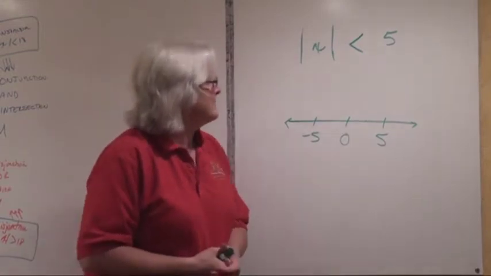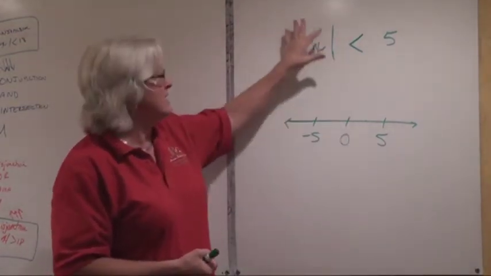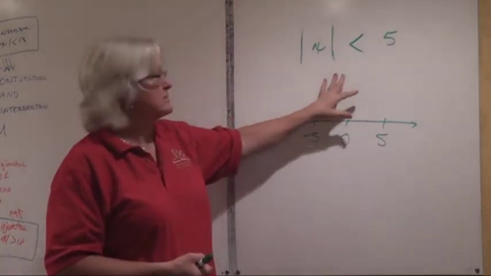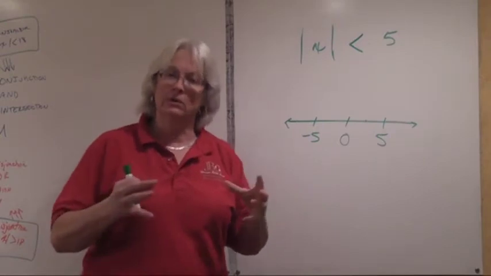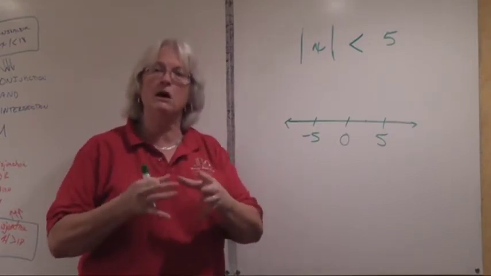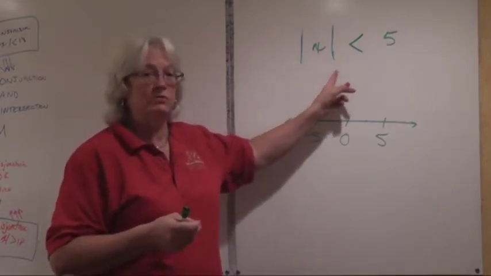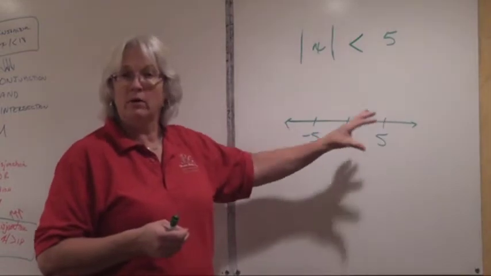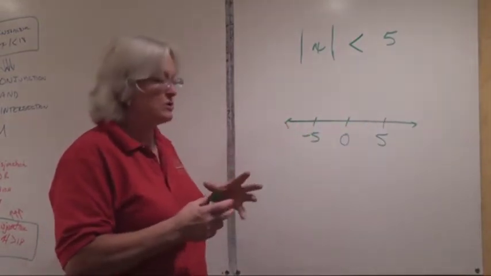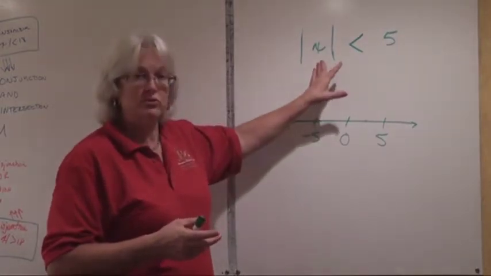So, here's an example of an absolute value inequality. This says the absolute value of x is less than 5. We know that since we have less than, there are going to be any number of values that will make this a true statement. So we're going to have a solid line somewhere on this graph that shows us a range of values that make this a true statement.